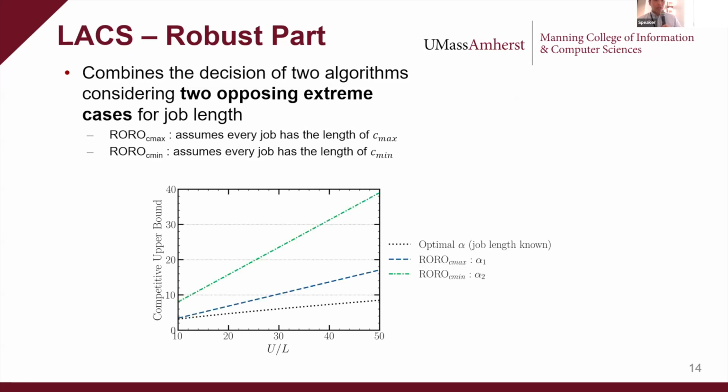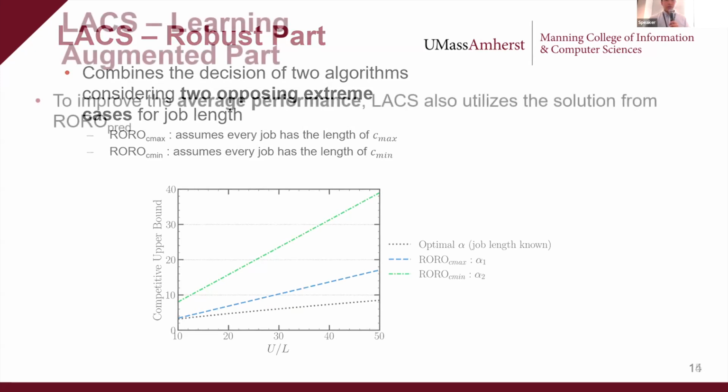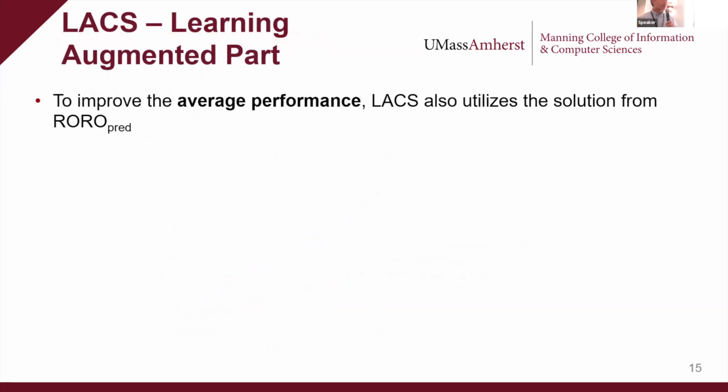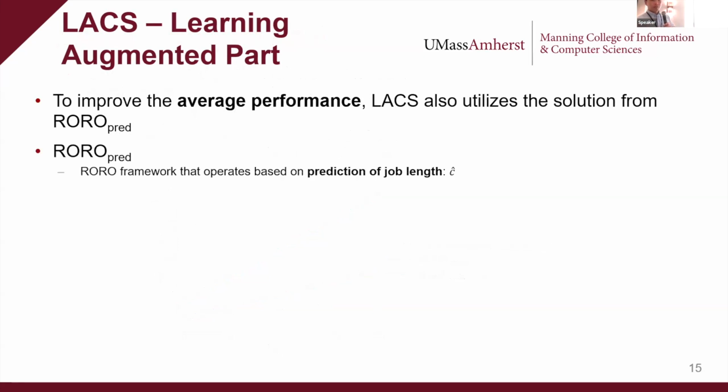And so now when we put in RoRo Cmax and Cmin, the competitive ratio is comparatively much worse because the job length is unknown, but it still has a bounded competitive ratio. And then in order to improve the average performance, LACS also utilizes a solution for RoRo with a prediction. So it has a predicted job length C hat.